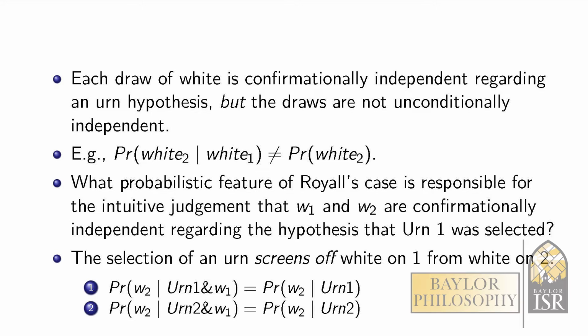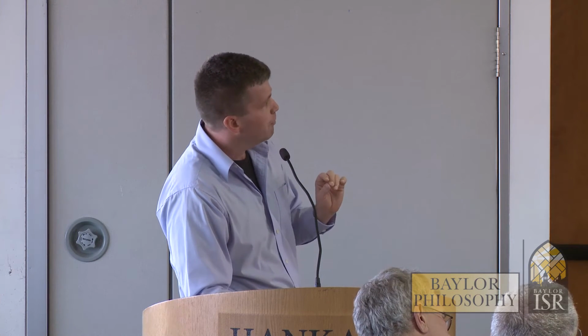Okay, so the draws are not unconditionally independent, because think about this intuitively. What's the chance that you get a white ball on the second draw? Well, that's going to be 3/4. But suppose you got a white on the first draw. Well, then that's evidence that you're selecting from Urn 1. So it's going to make it more likely that you're going to select a white ball. So the draws here aren't unconditionally independent, but we still have this judgment that they're confirmationally independent.